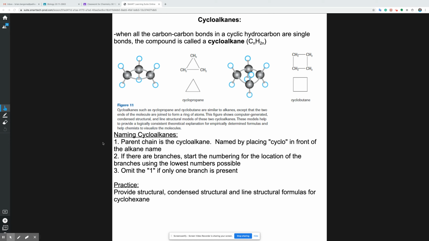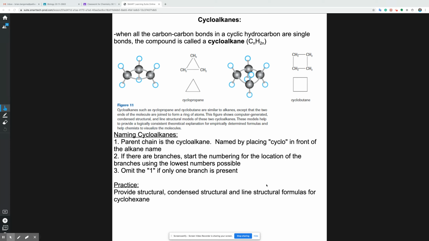Okay, and so for naming these, same thing. The parent chain is still our cycloalkane, so we just find however many carbons are in our circle. Then we place cyclo in front of it to show that it's a closed ring. If there are branches, you start the numbering for the location of the branch using the lowest possible numbers.